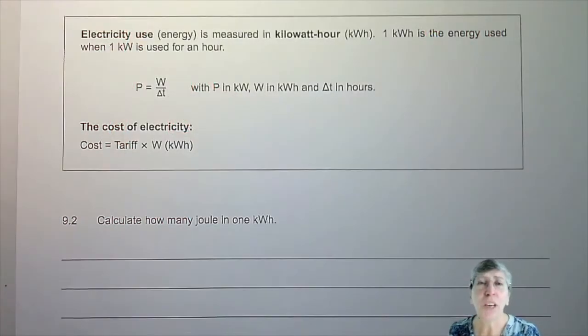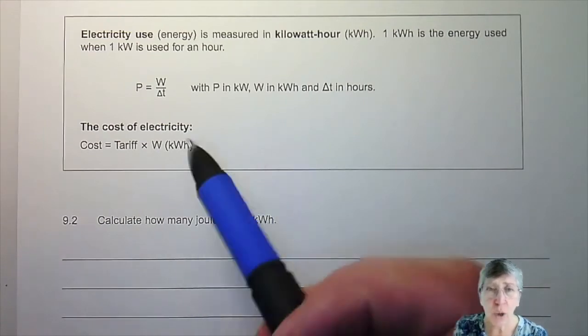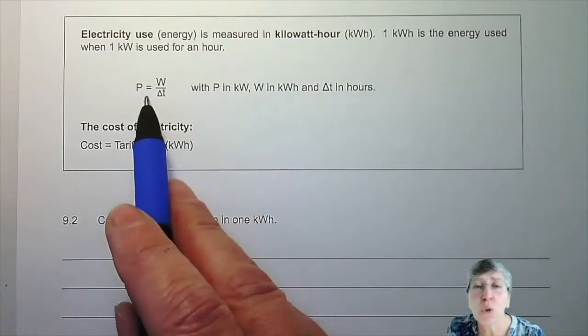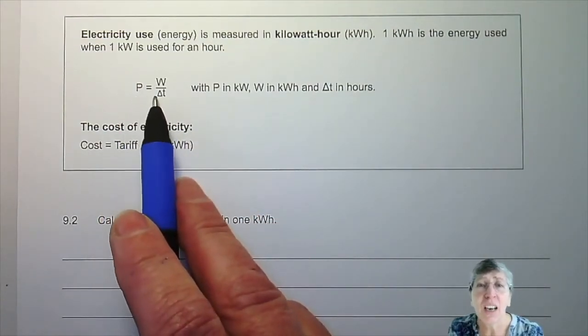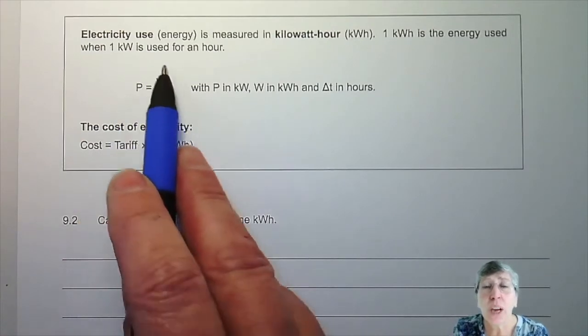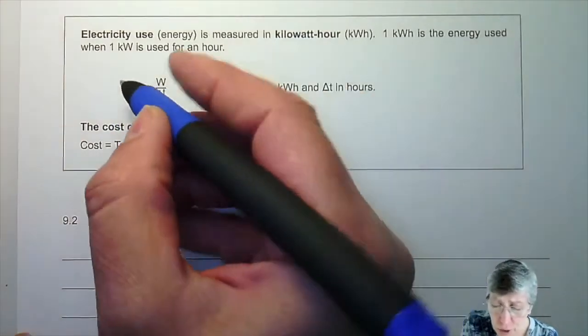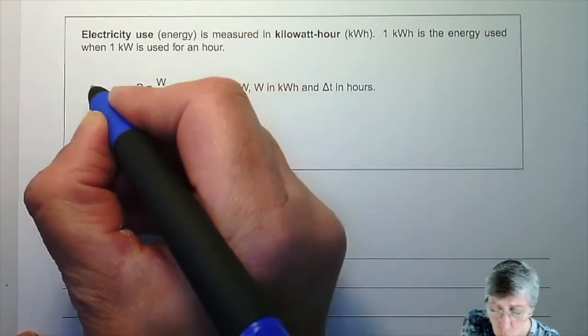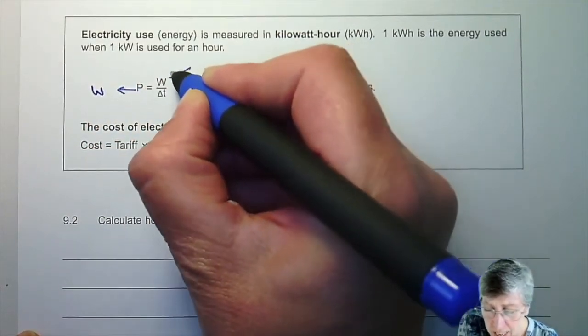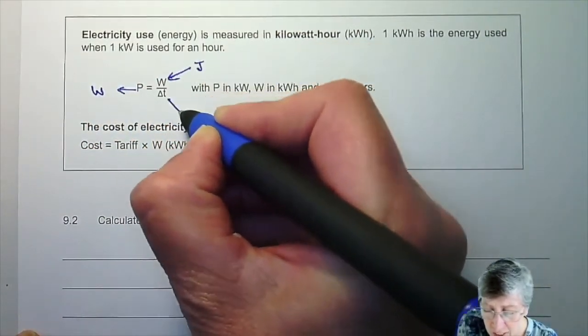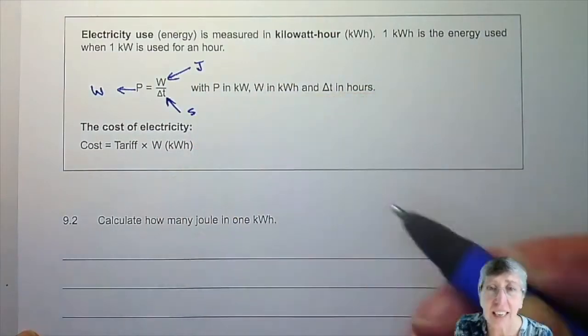Good morning, everyone. Today we're looking at electricity use. Now, you will remember this equation, P equals W over delta T. We've talked about power yesterday, and now we are going to use that one. Now, we used to have power in watt and energy in joule and the time in seconds.